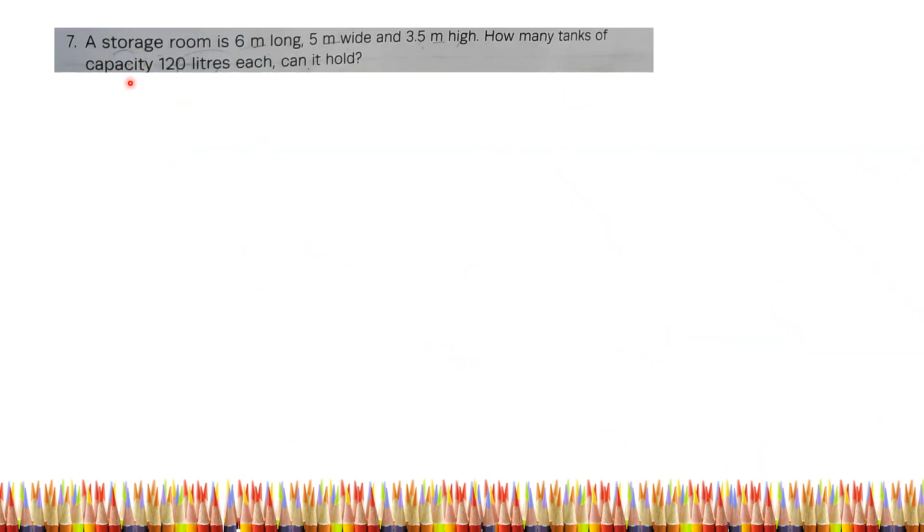So that means 216 cubes can be cut from this wooden block. Coming to this question, a storage room is 6 meters long, 5 meters wide, and 3.5 meters high. How many tanks of capacity 120 liters each can it hold? If we notice, the question is simple, but there is one problem, which is the units are not the same. So we need to convert this meter cube, when finding the volume, into liters. We did it in question 2, I think, so we will do it here as well.